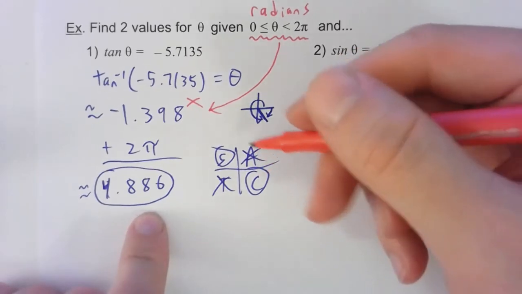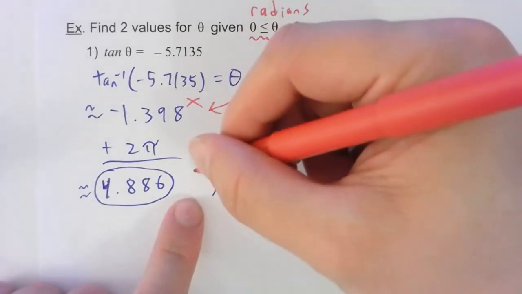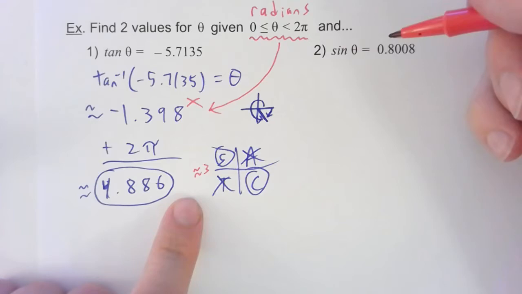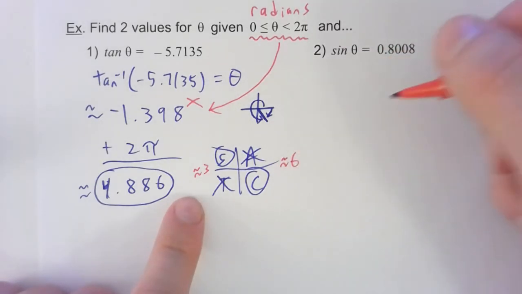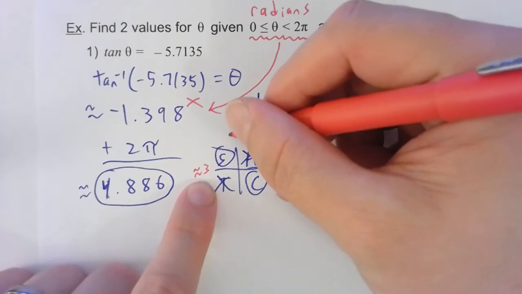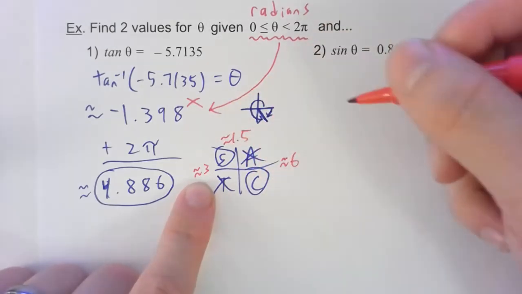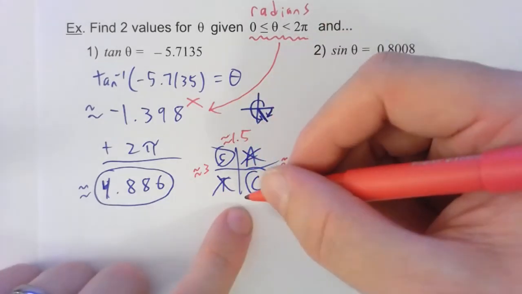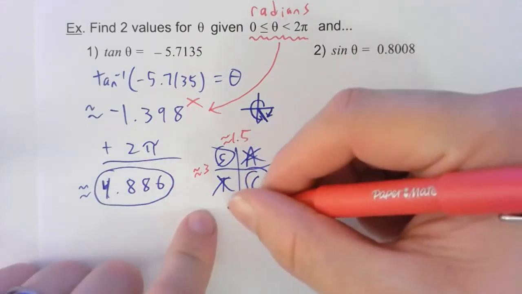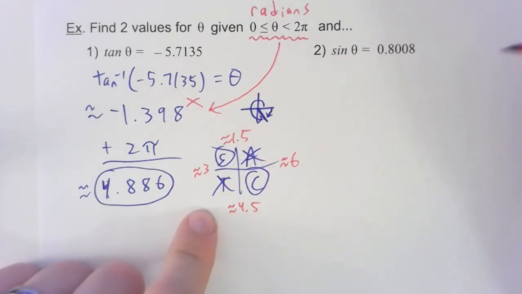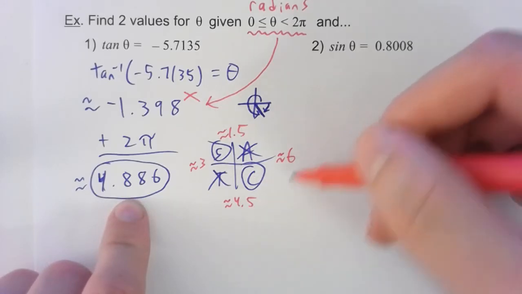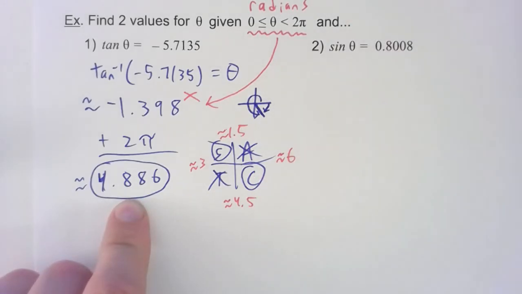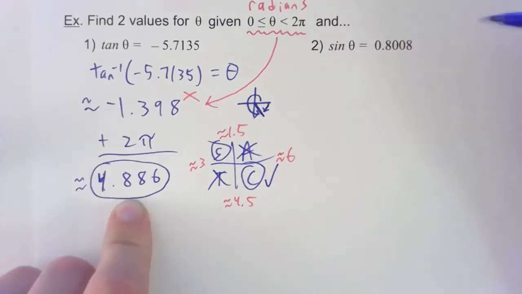Okay. Do you remember the idea of this is pi, so it's about 3. This is 2 pi, so it's about 6. Half a pi, half of 3, it's about 1.5. And then 3 halves, 1.5. 3 plus 1.5, this is about 4.5. So this 4.8 is more than 4.5, less than 6. So it's in the fourth quadrant. Okay. So we've got our fourth quadrant angle.